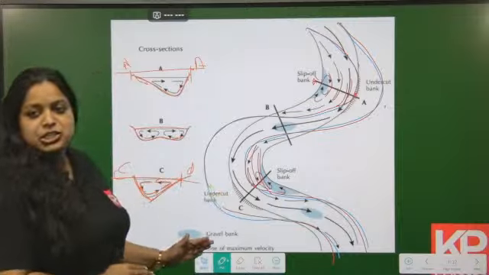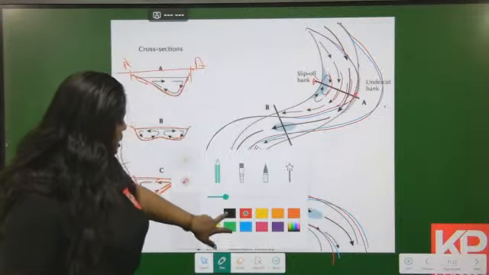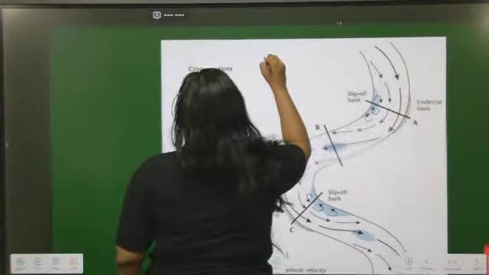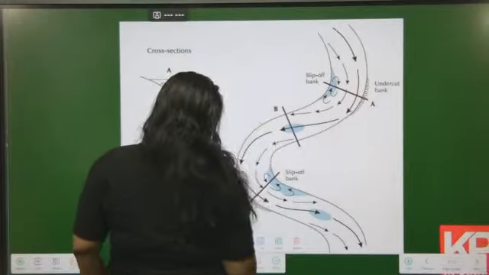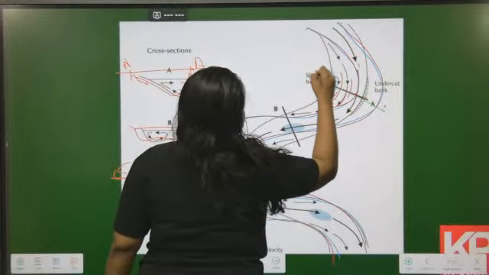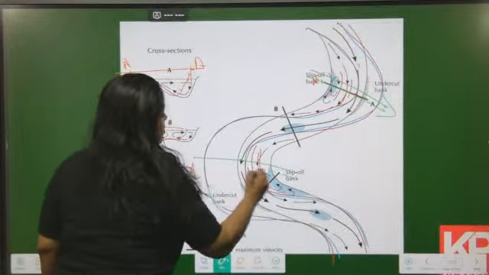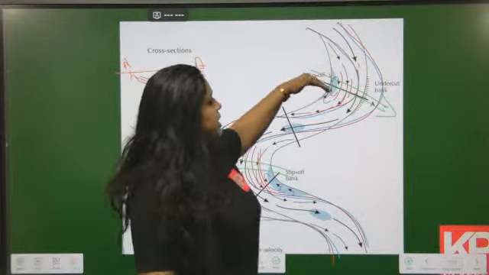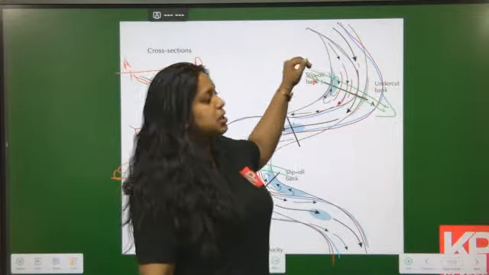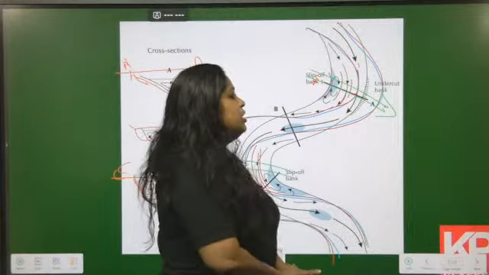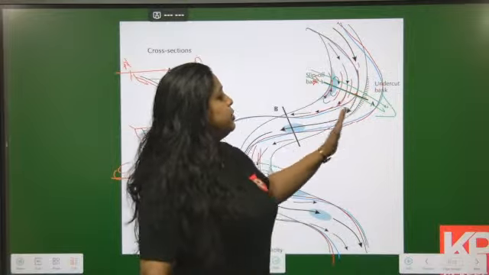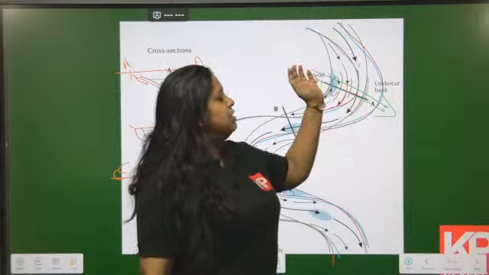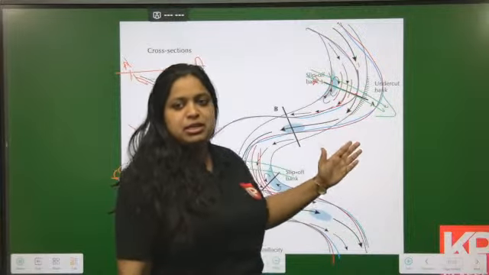So channel migration takes place. Look at the direction of channel migration. Channel migration is taking place in this particular direction. This is the direction where channel migration takes place. Channel is migrating laterally. Okay, so lateral migration of the channel happens towards this particular side. Wherever the concave bank is there, towards that side channel migration is taking place.